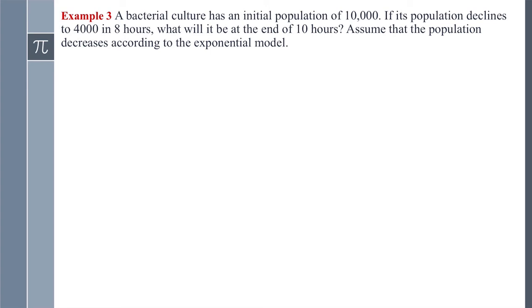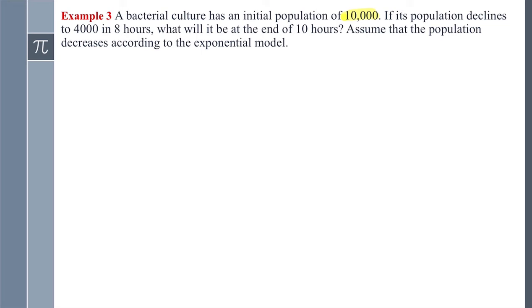Let's look at one more example. A bacterial culture has an initial population of 10,000. If the population declines, decreasing to 4,000 in 8 hours, what will it be at the end of 10 hours? Assume that the population decreases according to the exponential model.